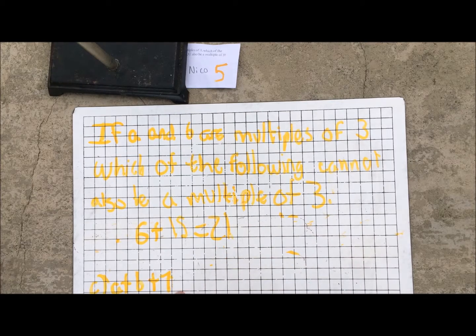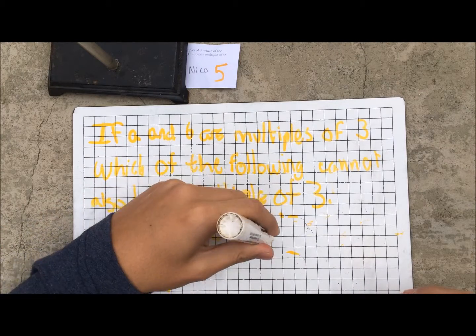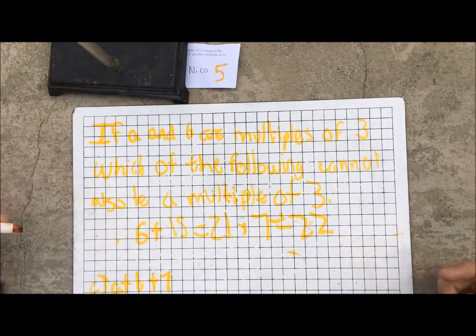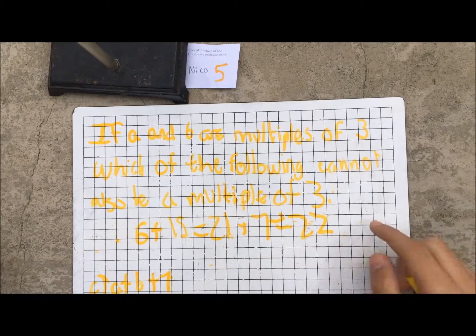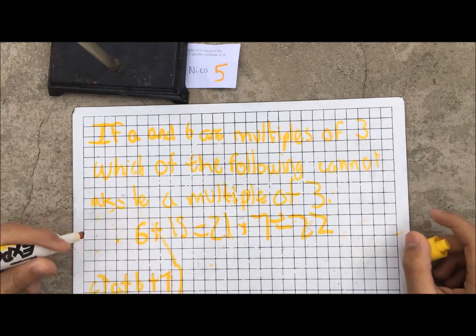But we have to add 1 more. So 21 plus 1 equals 22. And 22 is not a multiple of 3. That means that C is our answer.